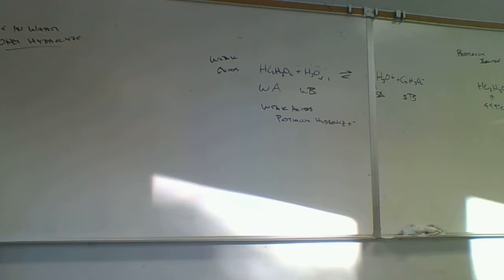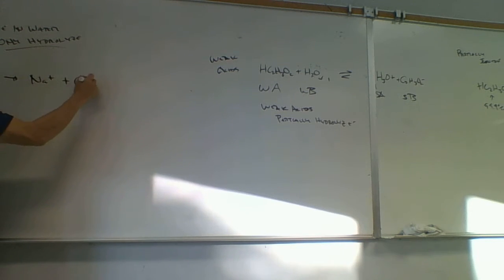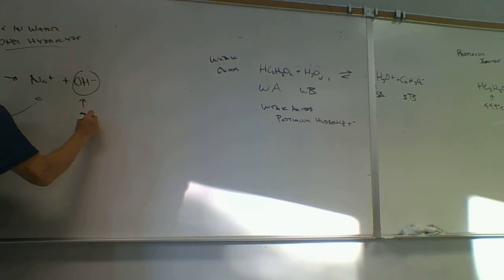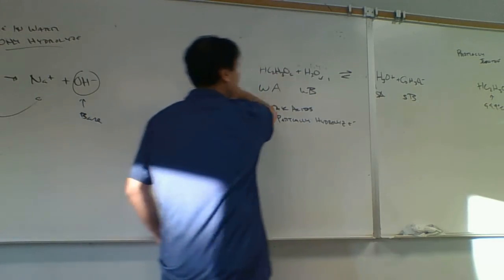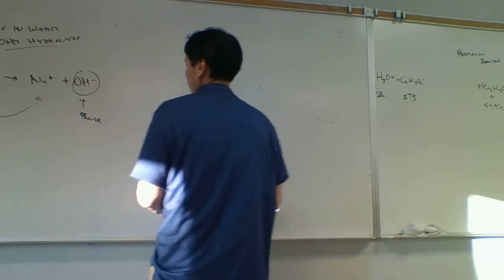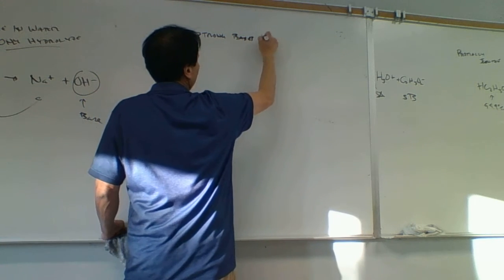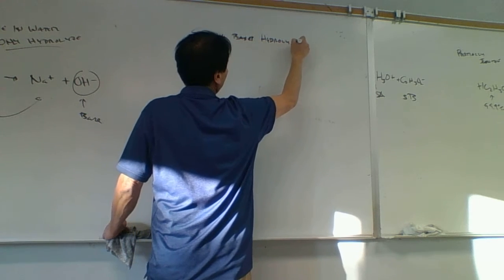Yeah, sodium hydroxide ionizes. Sodium hydroxide ionizes into sodium ions and hydroxide ions. But we don't consider this the base. This we call the soluble salt. Soluble salts ionize. Like that. Soluble salts are strong electrolytes. They ionize. The hydroxide here is the base. So strong bases hydrolyze completely. That's a strong base. So strong bases hydrolyze completely.